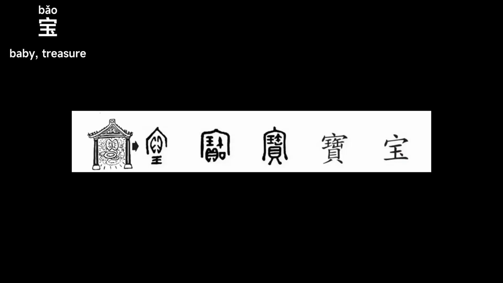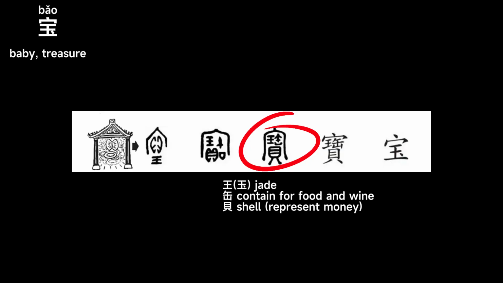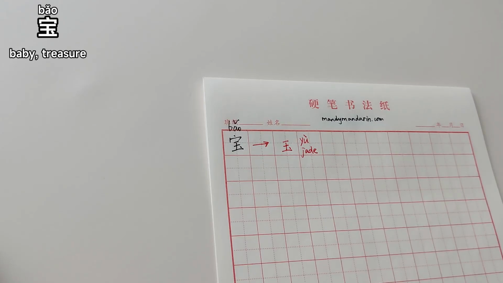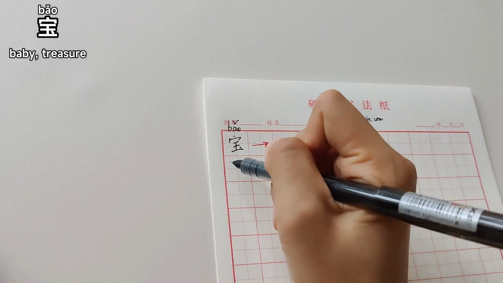And here is the evolution of the character 宝. As you can see, the ancient form of it has a rooftop on the top, and underneath there's jade, a container for food and wine. And at the bottom part, we have a shell radical. As we learned from the shell radical video, the shell radical represents money. So under the rooftop, there's quite a lot of good stuff. We can have jade, a container for food and wine, and money. Which means it's a very good word. And 宝 means treasure.